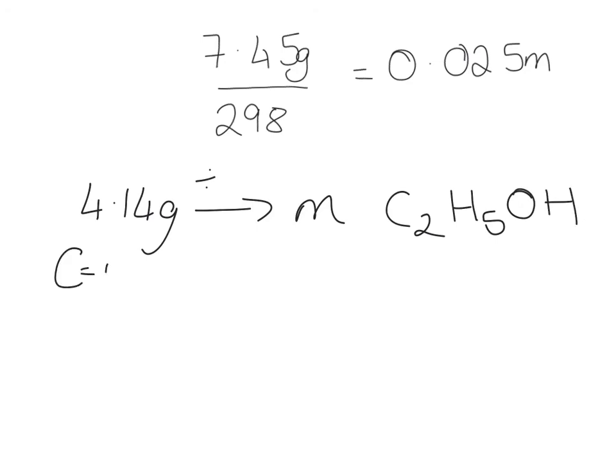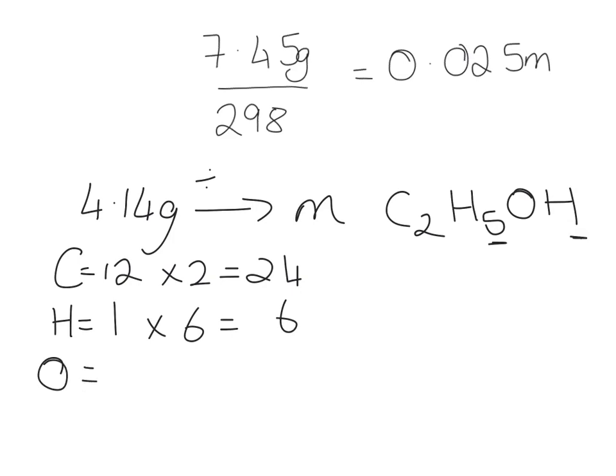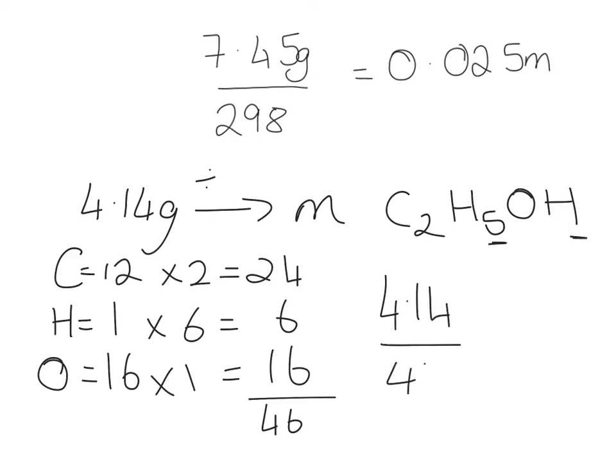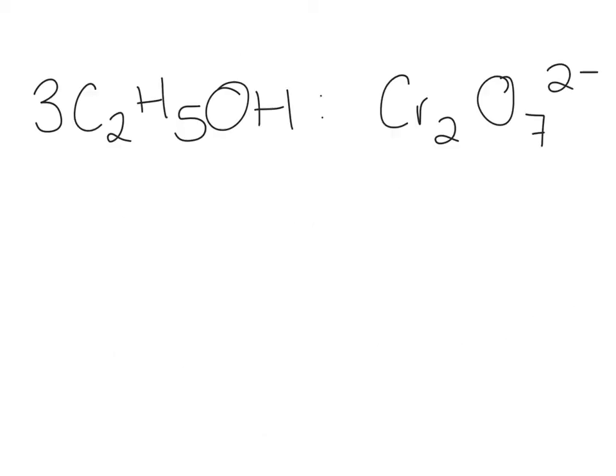So carbon is 12 and we have 2, so that's 24. Hydrogen is equal to 1, but be careful, I have 6. So that's equal to 6, and then oxygen is equal to 16. I only have 1, so that's 16. And when you add all of those up, guys, we should get 46. So we take our 4.14, we divide that by 46, and we're left with 0.09.